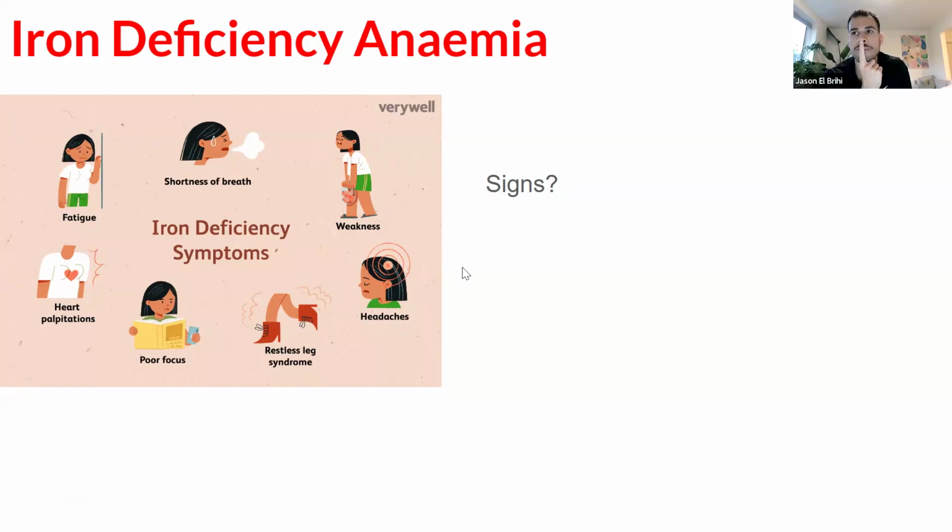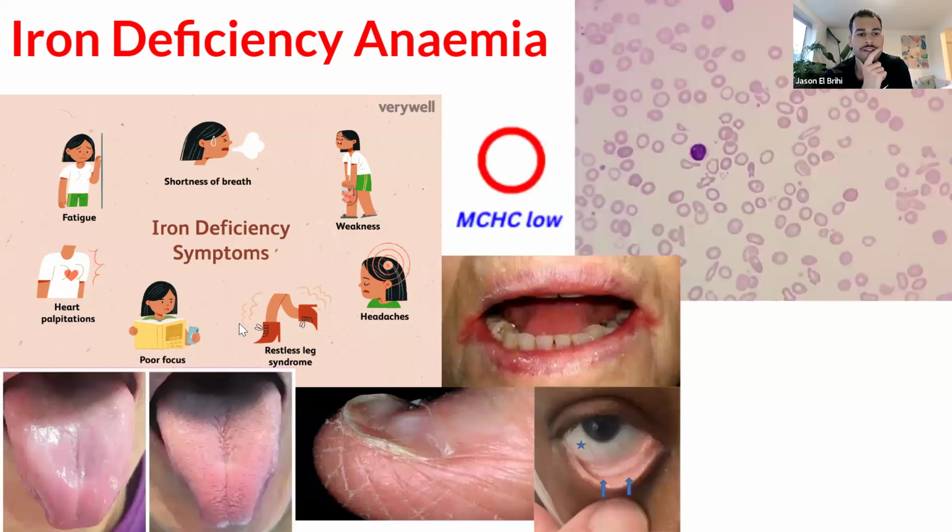Signs, we've touched on already. Someone mentioned the pallor. Other ones that we can see. So this is koilonychia, or spooning of your nails. So you can see it's got that dip. This here on the side. Can you see my mouse, by the way, guys? Maybe? Yeah, we can see it.